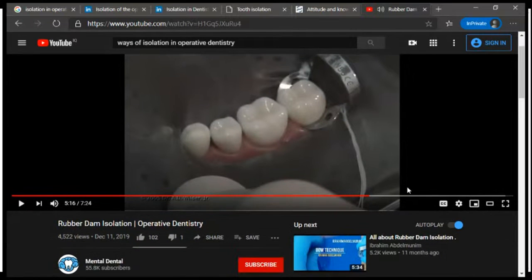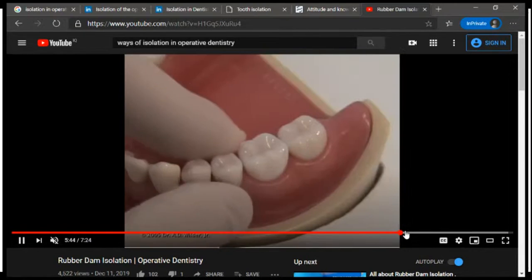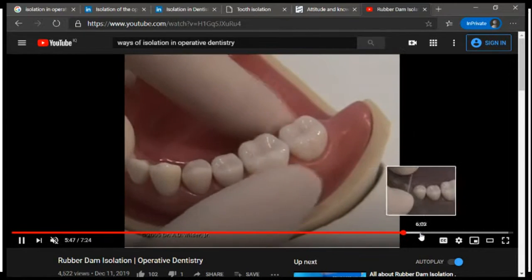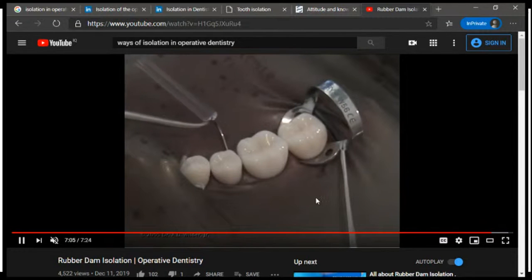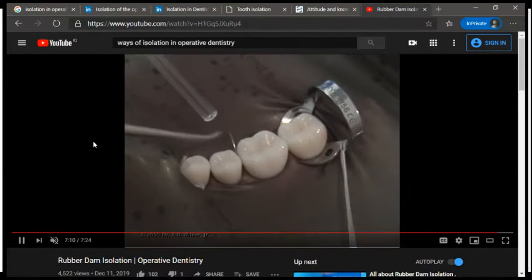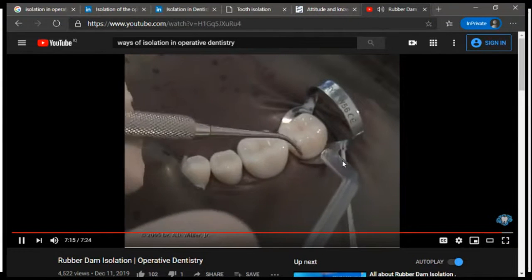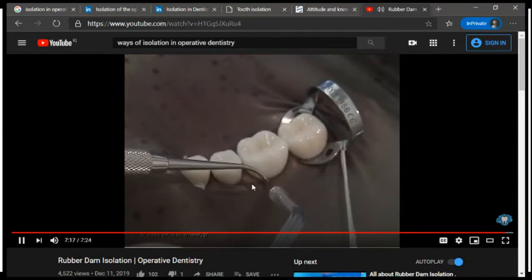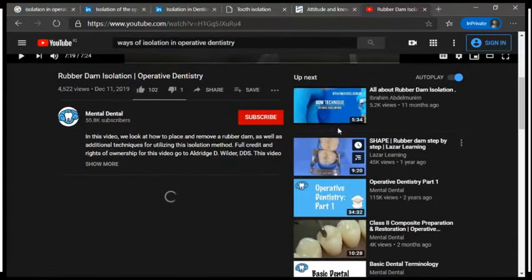This is probably the video, and he is removing a rubber dam at the end of the procedure, using a blunt object and removing the dam. And this is the video. We need no more of this video.